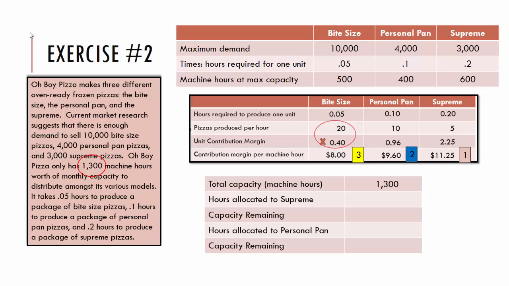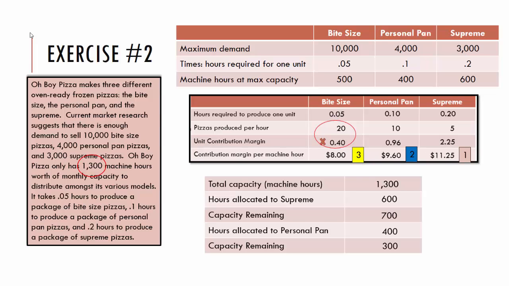So our total capacity was 1,300 machine hours. Well, we know the Supreme is the best thing for us to make because it has the highest contribution margin per machine hour, which means we should allocate as many hours as we can to it until we meet that maximum demand. And we've already determined that was 600 hours. So our capacity remaining after we've made those would be 700. We're going to move on to what is the second best thing for us to produce, and that's the Personal Pan pizza. To produce all 4,000 of those that we think we could sell, it's going to take 400 hours. So we've got that much left. Let's send out 400 hours to the Personal Pan pizza, which means we have 300 hours of capacity remaining.